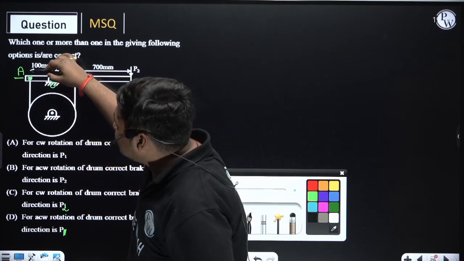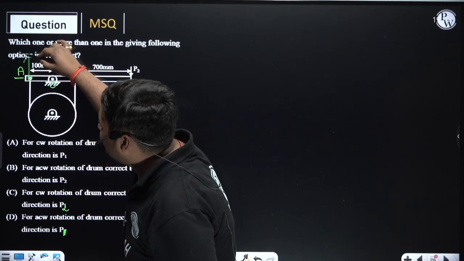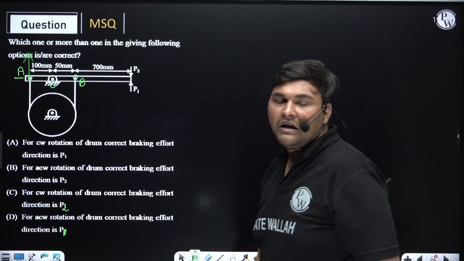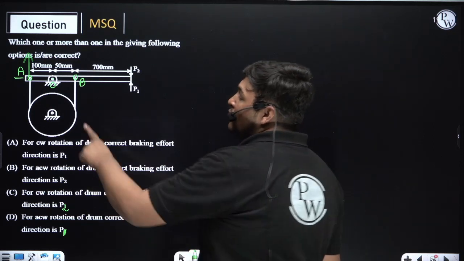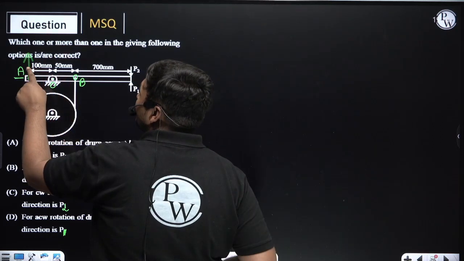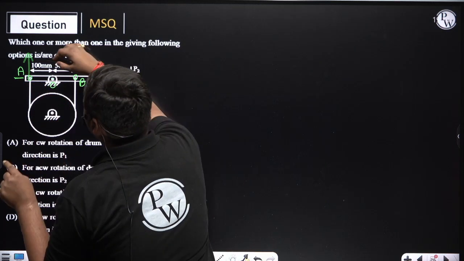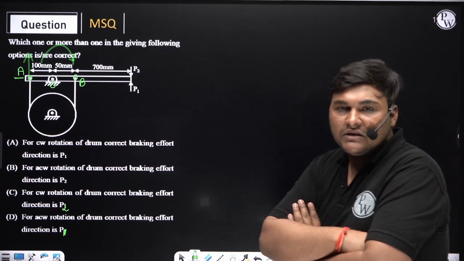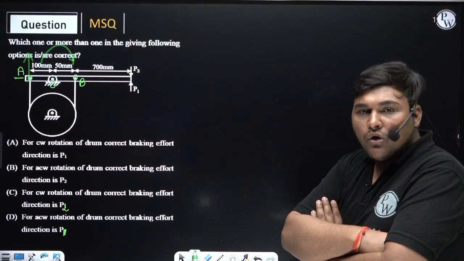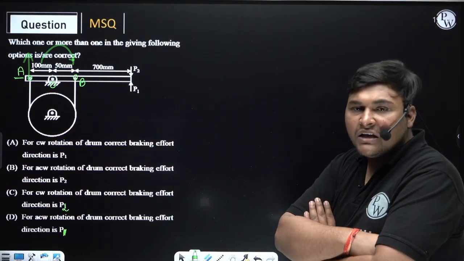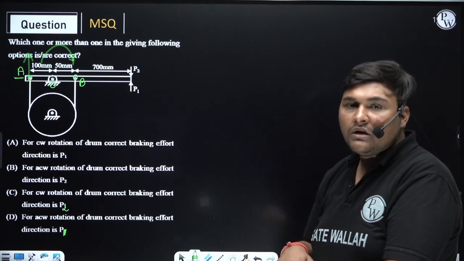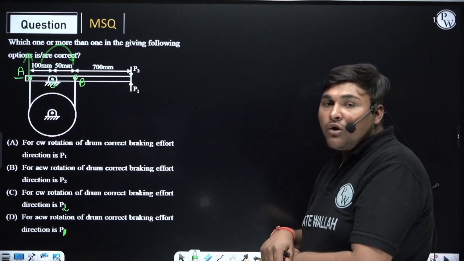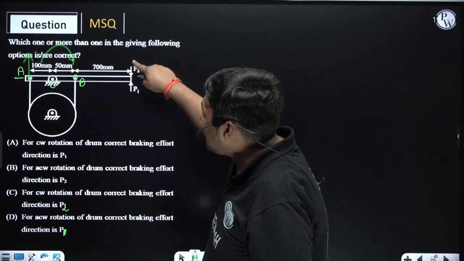Now to elongate the band, point A should move in this direction. Yes sir. Now to move point A in this direction, we need to rotate point A about the fulcrum in clockwise direction. Means ultimately we need to rotate this lever in clockwise direction. So if we want to ensure that this band is in tension, this lever should rotate clockwise. Now to rotate the lever in clockwise direction, in which direction do we need to apply this braking effort?